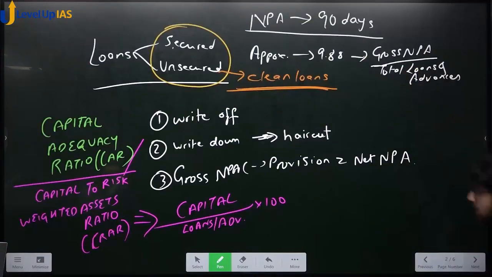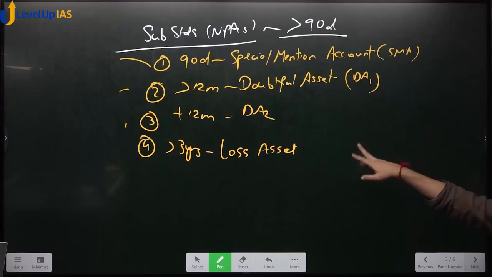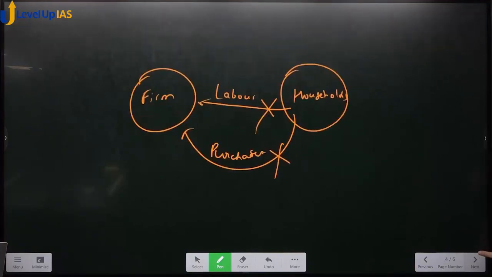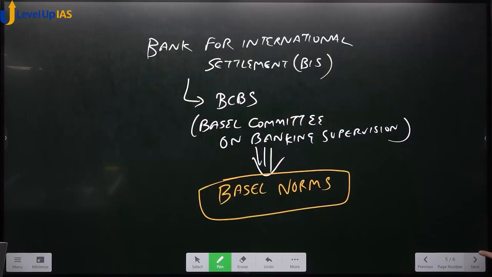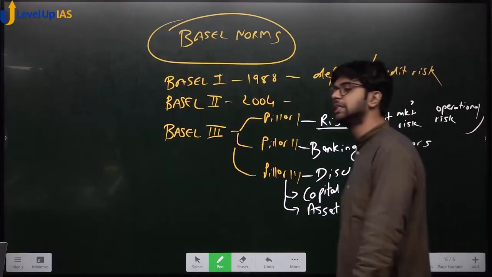This is the next slide. You can pause here. Then I'll go to the next slide. Just write these names, I would suggest. This is also DA3, loss asset is also DA3. Just pause here. This is not important, so I'm not pausing here. You can pause here, and then last, you can pause here if you want.